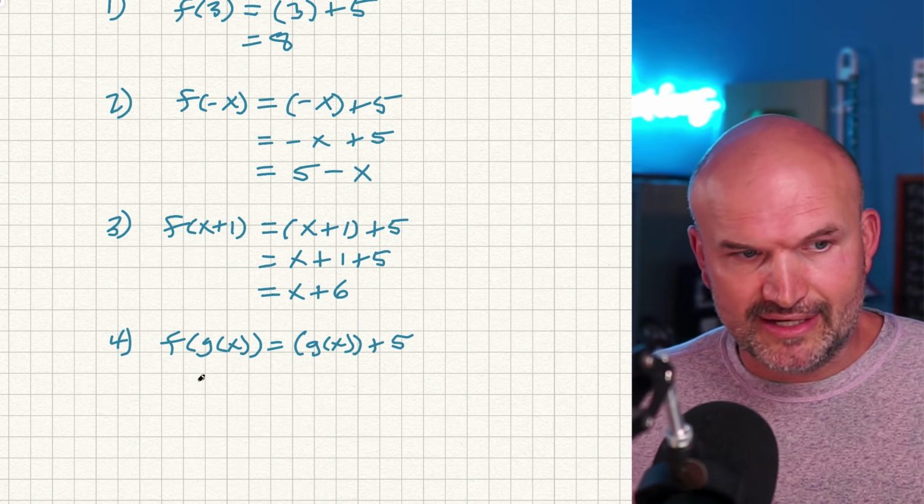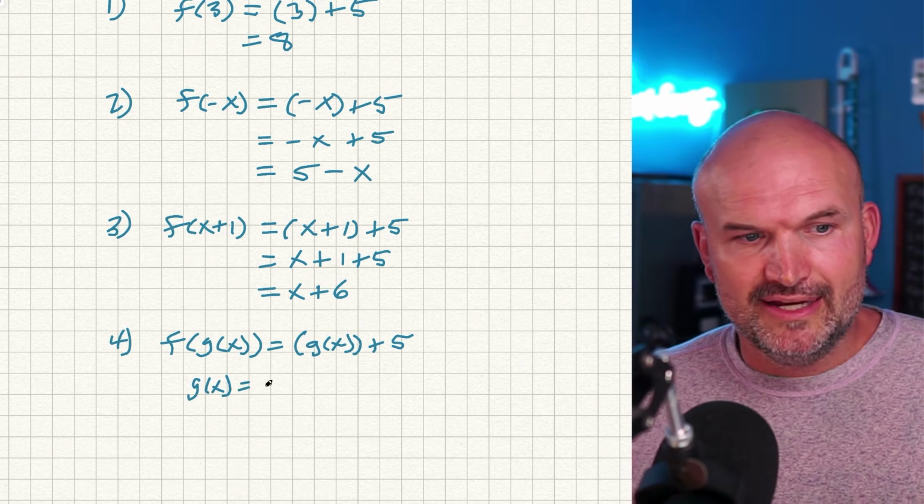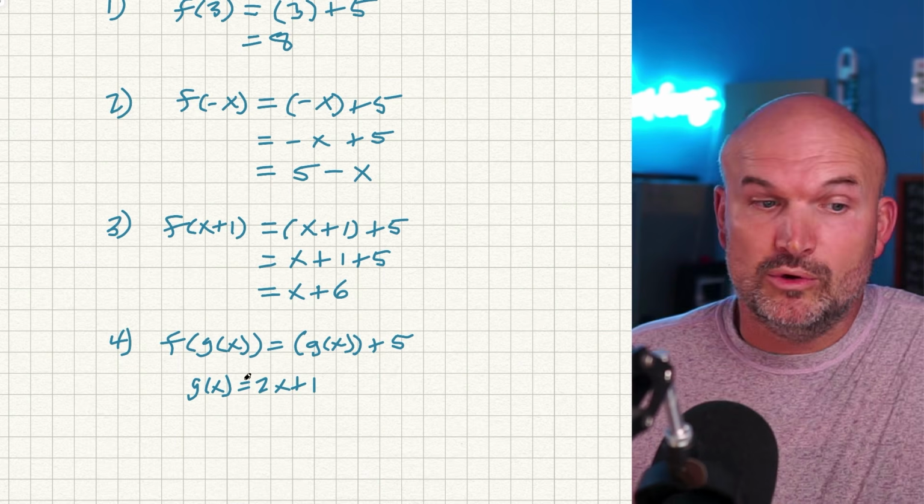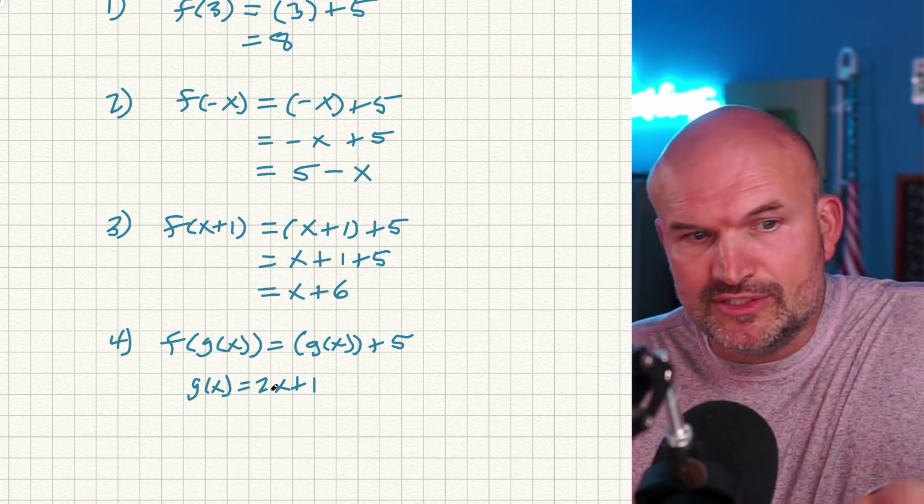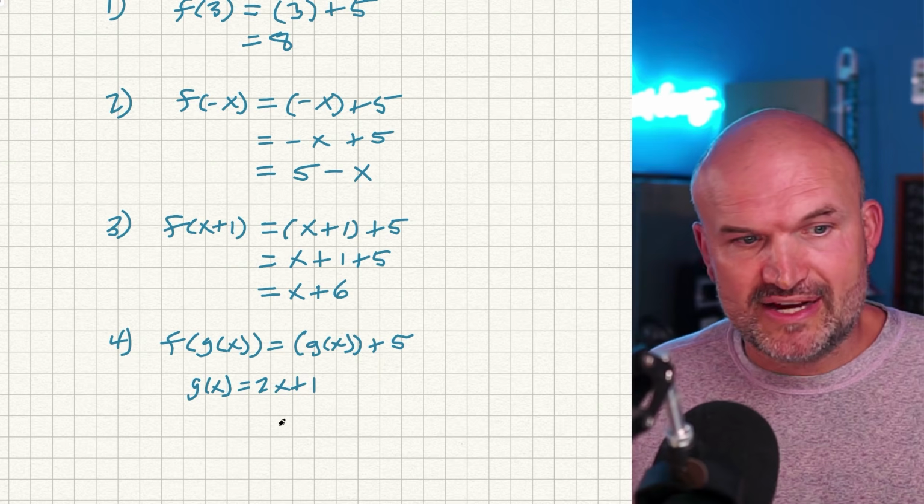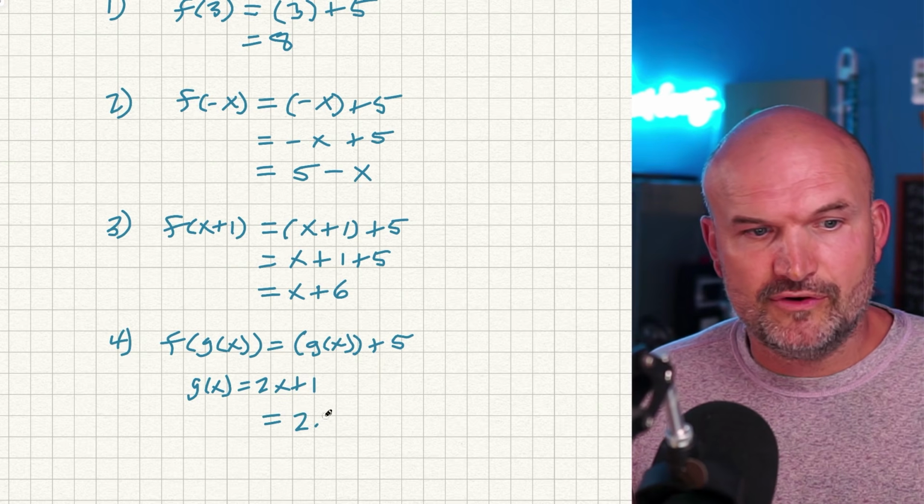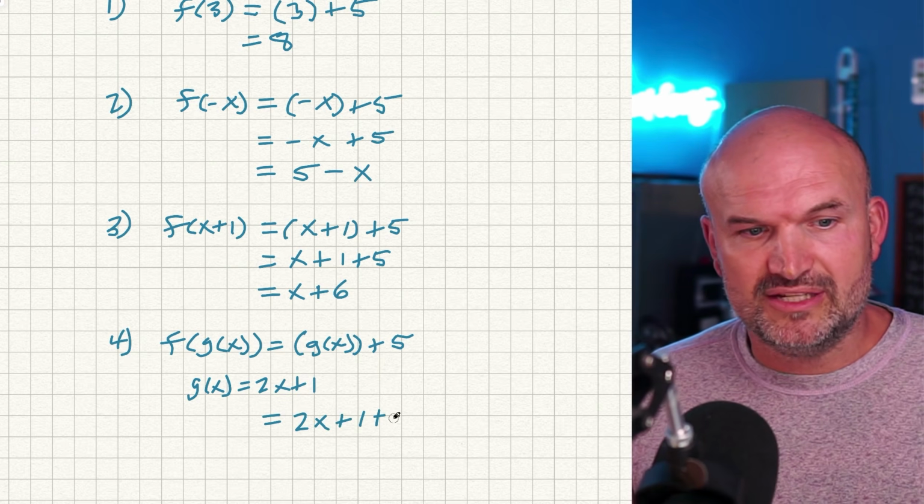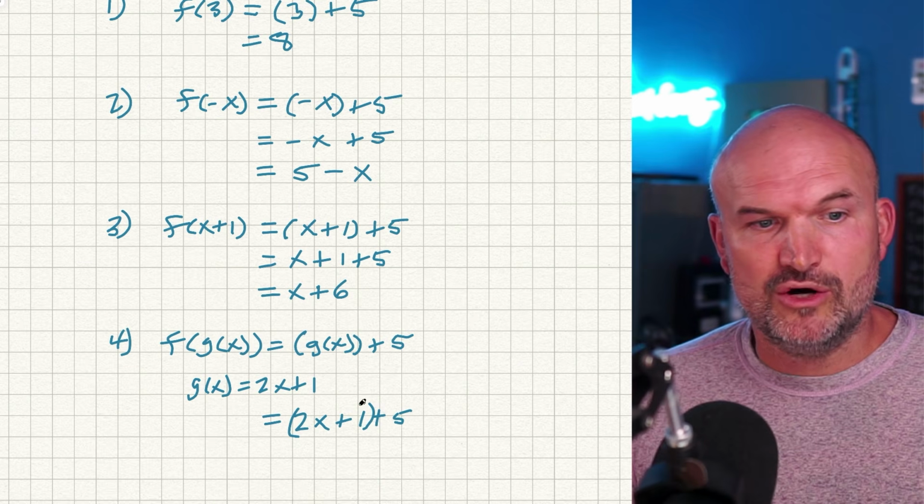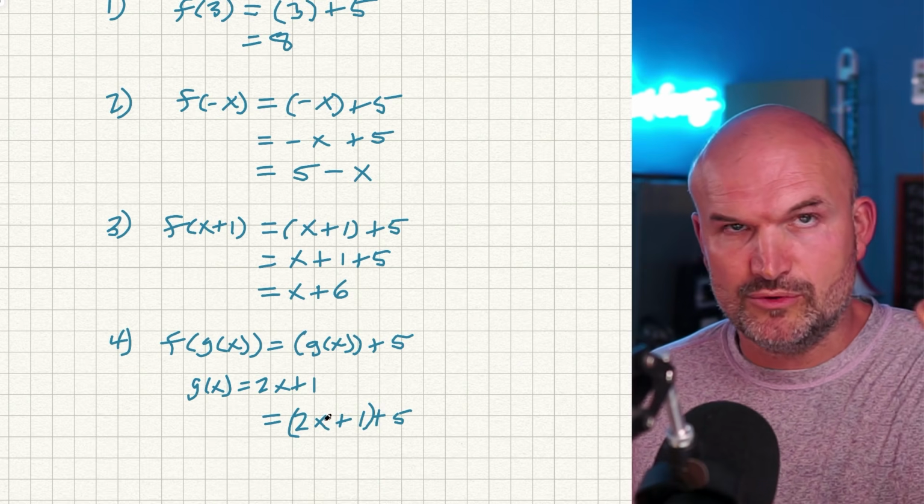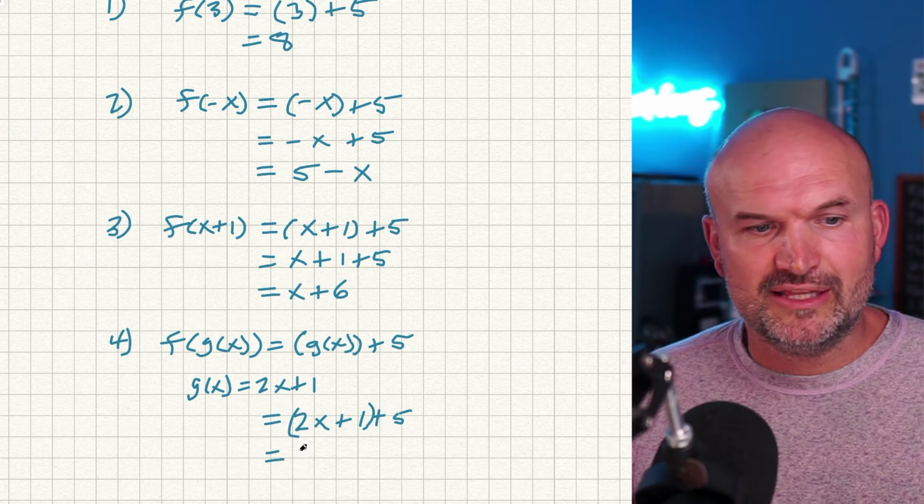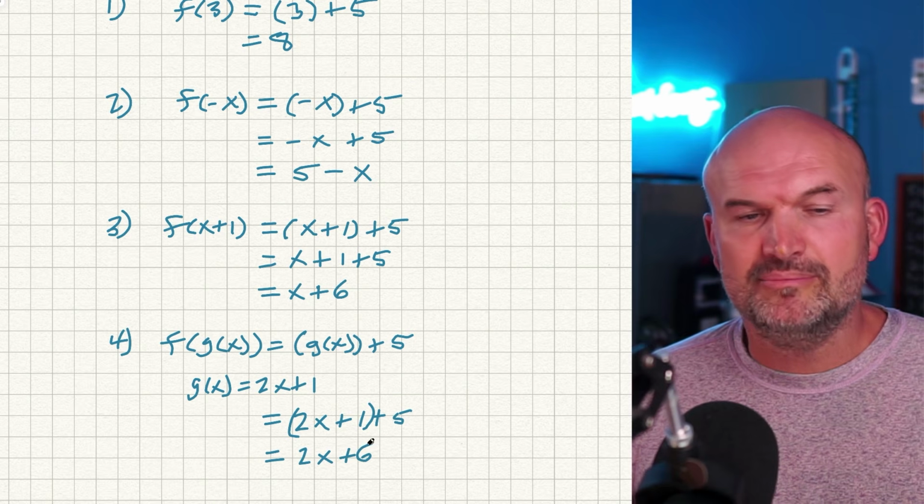Now, let's have a little fun and pretend our g of x is the expression 2x plus 1. Since g of x is equal to 2x plus 1, I can replace the g of x in here with 2x plus 1. Therefore, I have 2x plus 1 plus 5, right? Again, you can still show that I'm replacing g of x with 2x plus 1. Then I can combine my like terms, and that's going to be 2x plus 6, okay?